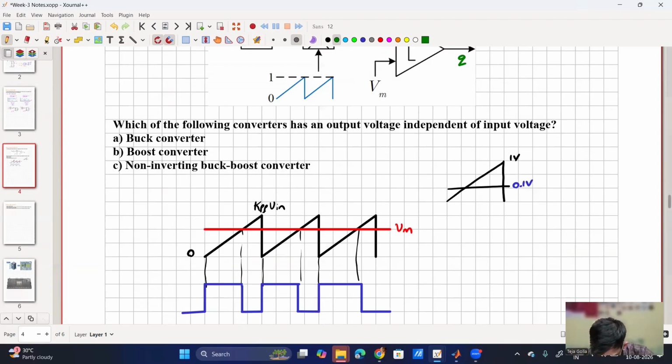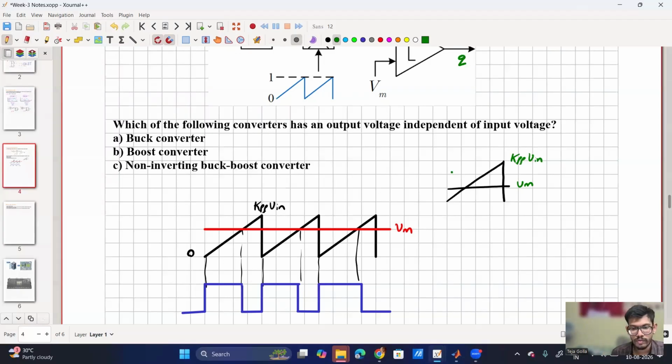Say instead of 1 volt, I'm using 2 volt here, and I'm using 1 volt here. What is the duty ratio? 50%. Very good. So now instead of 1 volt, I am using VM. What is the duty ratio? VM by 2. Very good. So instead of 2 volt, now I'll use KFF into Vin. What is the duty ratio?